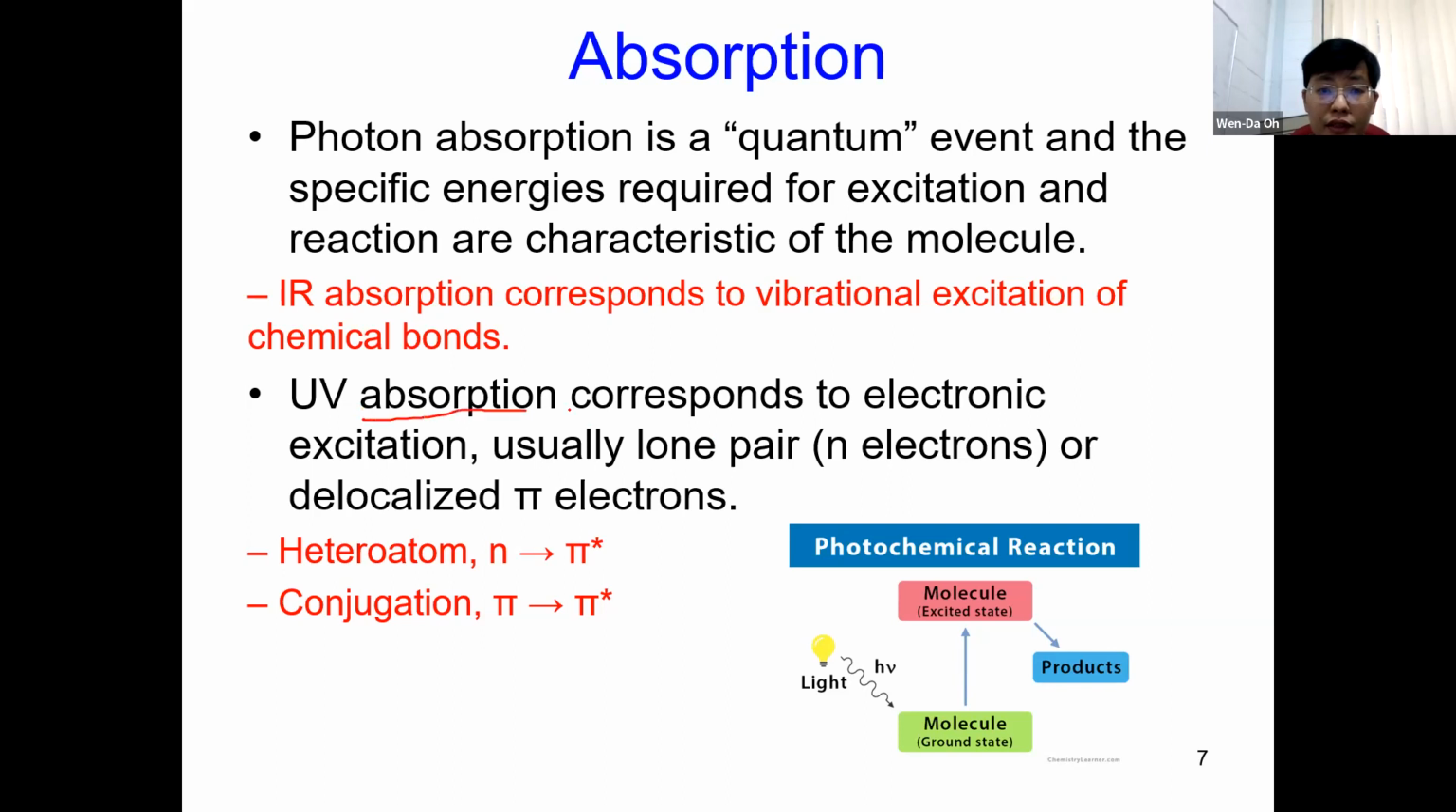UV absorption causes electronic excitation, and usually we can classify it, for example, n to pi star. This is the excitation of an electron from the lone pair to the anti-bonding pi orbital. And then we have conjugation, which means that the bonding pi orbital is excited to the anti-bonding pi orbital. So these are all the basics of the absorption of energy. This is what will happen when you have absorption.